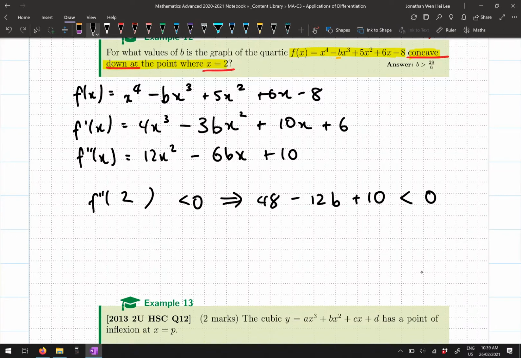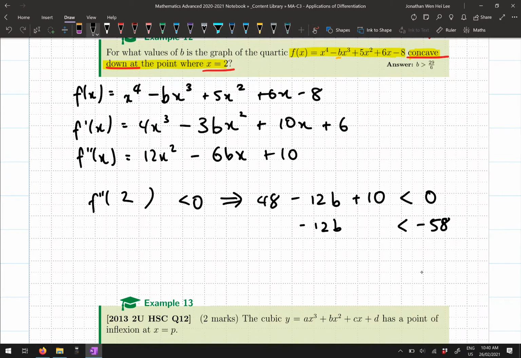Okay, cool. What can I start to do now to make this easier? Move the numbers to the other side. As Prakruti and Khan said, we're going to move all the numbers to the other side. So here, I'm going to have minus 12b is less than minus 58.